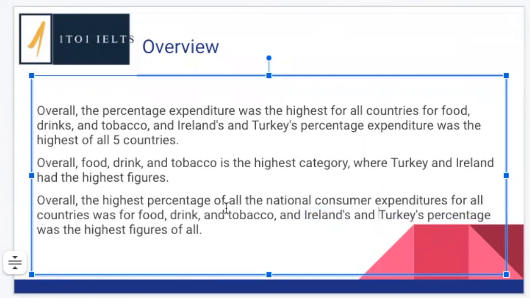So overall, the highest percentage of all the national consumer expenditures for all countries was for food, drink, and tobacco, and Ireland's and Turkey's percentage was the highest figures. Here, it looks a bit strange because it looks like it's 1%. So what I would do here to make this a bit more natural is: and Ireland and Turkey's percentages were the highest figures.